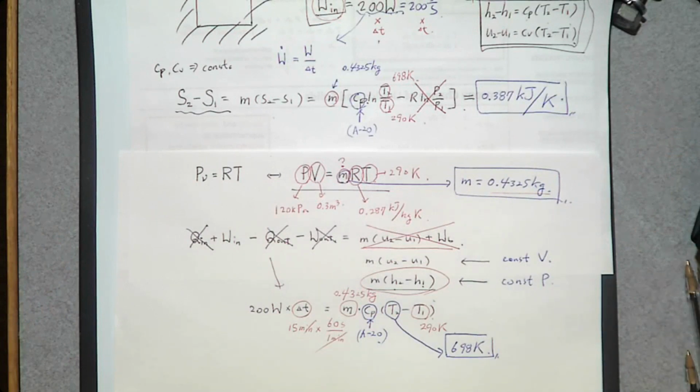Any question? So we use this entropy equation to determine entropy change. However, there were two unknowns. One is the mass of the system. The other one was the final temperature. To determine the mass, we use this ideal gas equation. To determine the final temperature, we use this energy balance equation, okay?